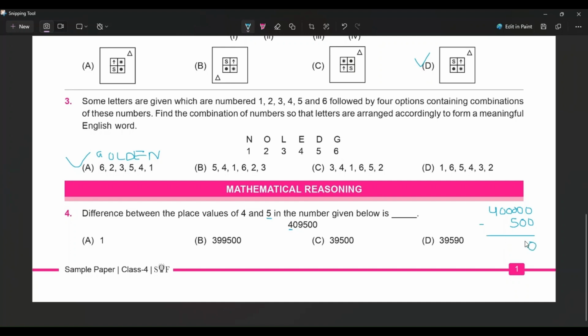0 minus 0, 0, 0 minus 0, 0. Take a borrow, 0 becomes 10. 10 minus 5 is 5. It becomes 9. This also becomes 9. This becomes 3. So put 9 minus 0, 9. 9 minus 0, 9. 3 minus 0 is 3. So we got the answer 3,99,500, children. Option A 1 wrong. Option B 3,99,500 is the right answer, children.